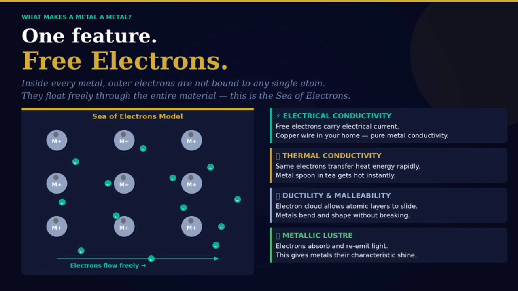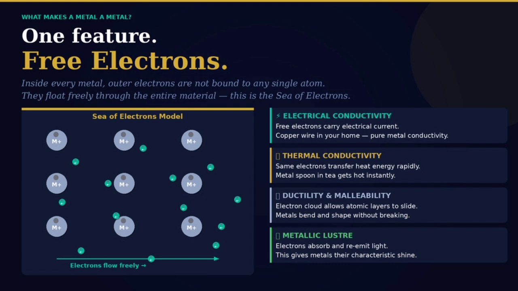Look at the diagram on screen. The large gray spheres are the positively charged metal ion cores, sitting in fixed positions. The small teal spheres are the free electrons, drifting freely between them. And this one structural feature, free electrons, explains all four key properties of metals.